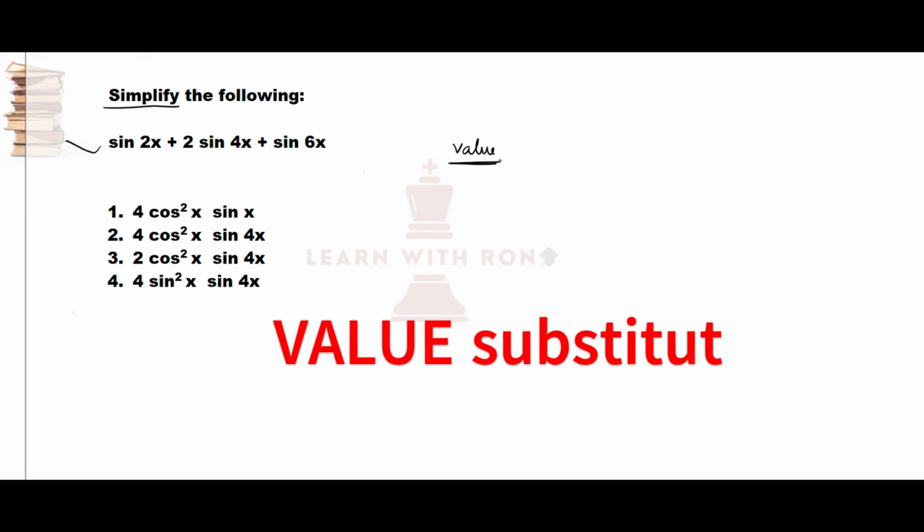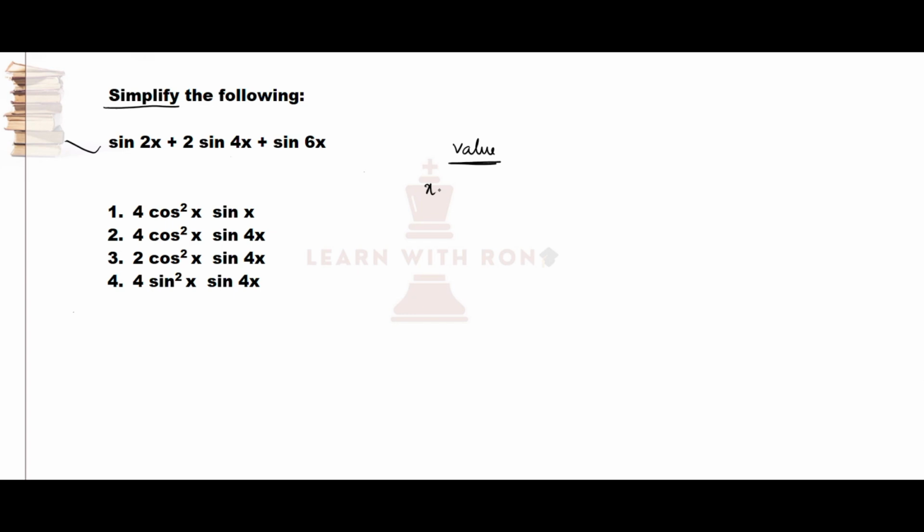First let us solve by value substituting. What values of x can I substitute here? For example, if I substitute x as 0 degrees, see the options here. In every option you have a sine function, and sine 0 degrees is 0. So if you substitute x as 0 degrees, you will get all 4 options as 0. It will be difficult to find which one is our answer.